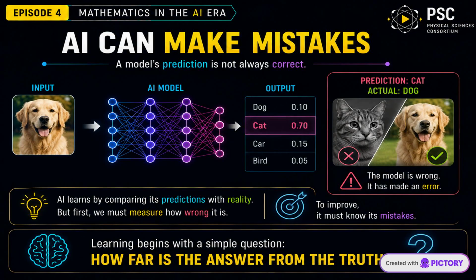AI systems can produce impressive predictions, but they can also be wrong. Learning therefore requires feedback. The model compares its prediction with the desired answer and measures the difference. This simple idea, prediction, error, correction, is at the heart of machine learning.